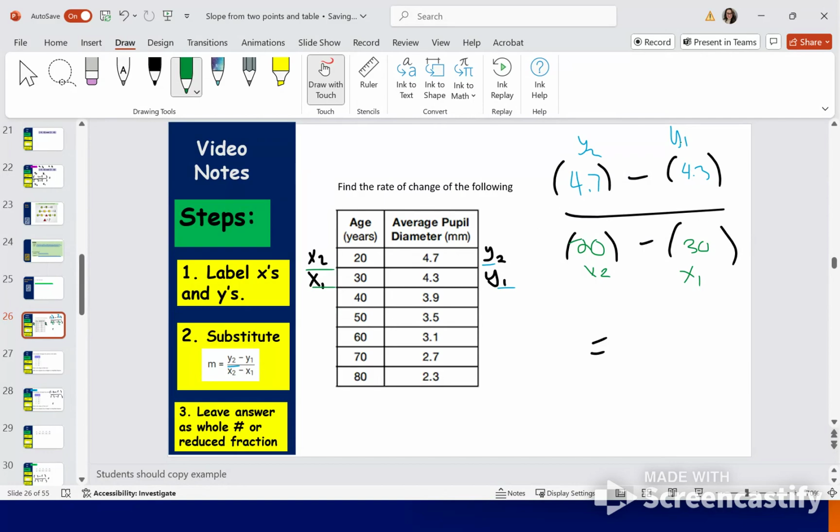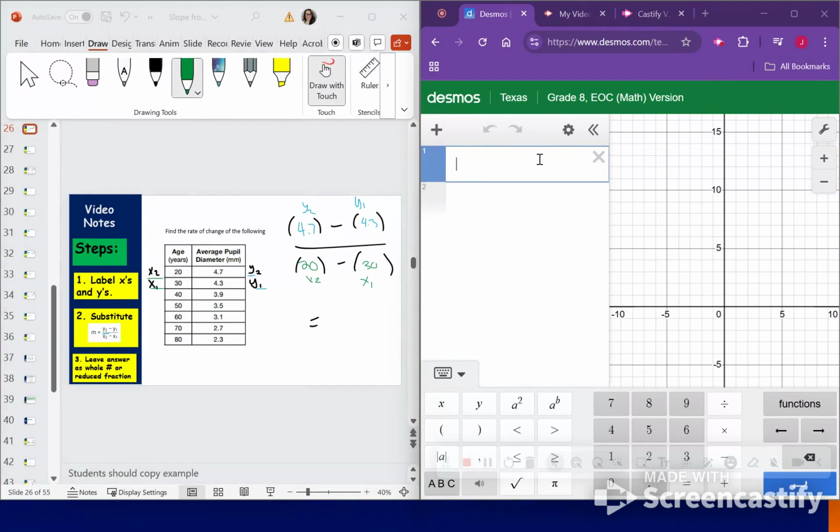Okay, and then using Desmos, we want to type all of this in at one time. So I'm going to go over here, I'm going to click that division symbol. I'm going to set up my parentheses at the top. So we have 4.7 minus 4.3. And then we do the same thing at the bottom. So 20 minus 30.